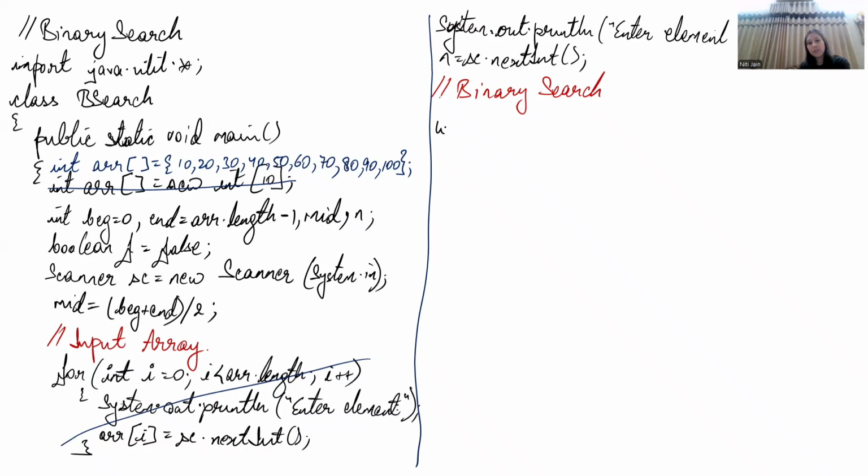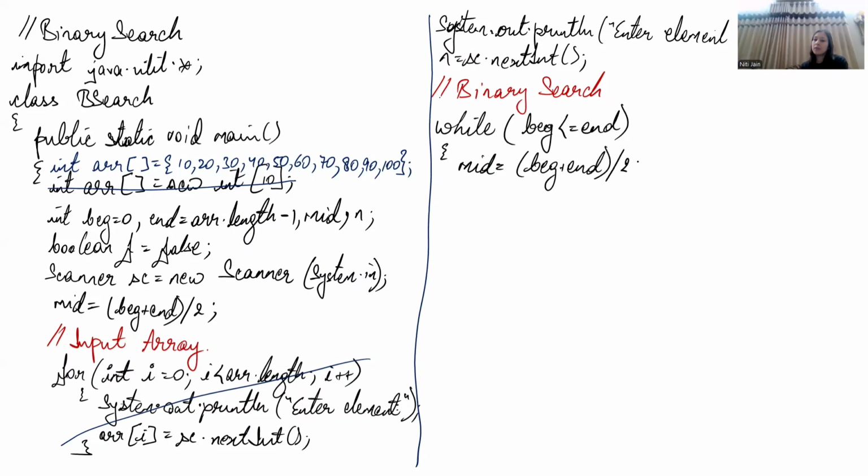The binary search is done using a while loop: while beginning is less than or equal to end. Why have I written this statement? Basically, I need to search only till the number of pages I have in the book. If my pages end, where will I search? I cannot search. So this is the condition. Now I will be calculating mid. Mid is equal to (beginning plus end) divided by 2.